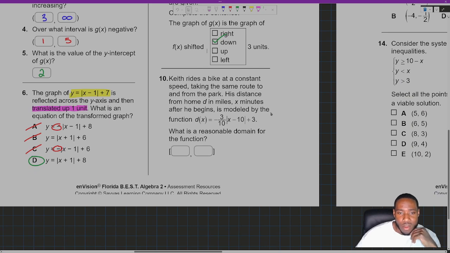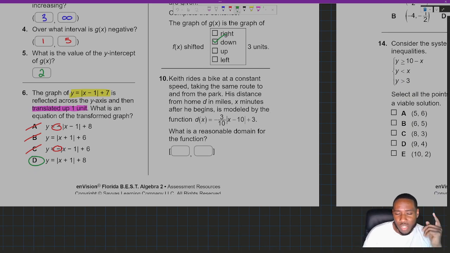And number 10 here is where things step up just a little bit in difficulty. We've got Keith, who's riding a bike at a constant speed and taking the same route to and from the park. His distance from the home, d in miles, x minutes after he begins, is modeled by the function d of x is equal to negative 3 over 10 times the absolute value of x minus 10 plus 3. We have to figure out what the domain for this function is.